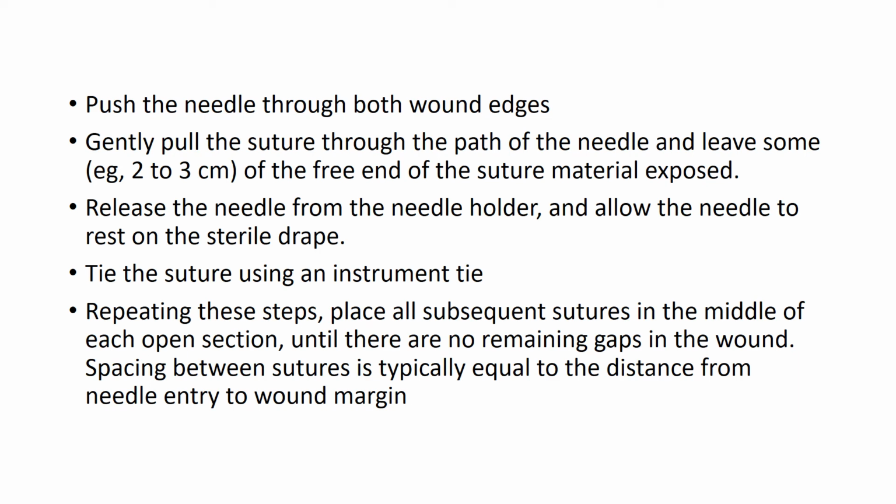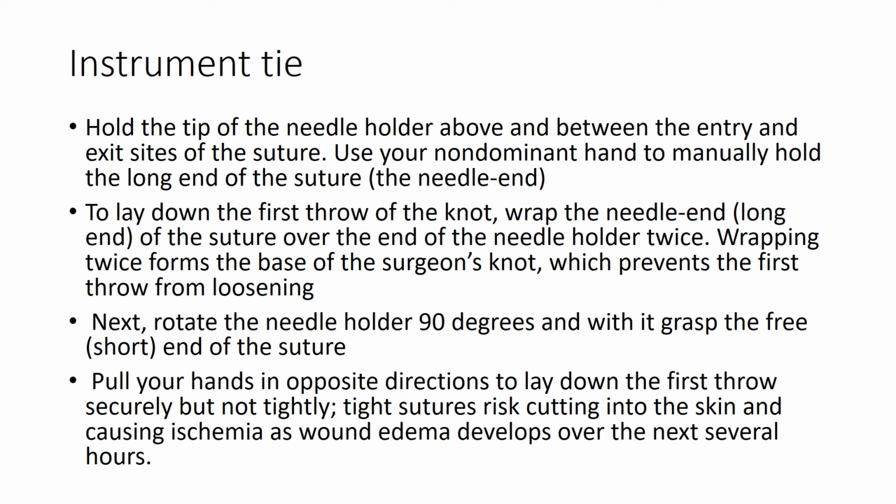Release the needle from the needle holder and allow the needle to rest on a sterile tray. Then tie the suture using an instrument tie. Repeating these steps, place all subsequent sutures in the middle of each open section until there are no remaining gaps in the wound. Spacing between sutures is typically equal to the distance from needle entry to wound margin. So then, how to do the instrument tie?